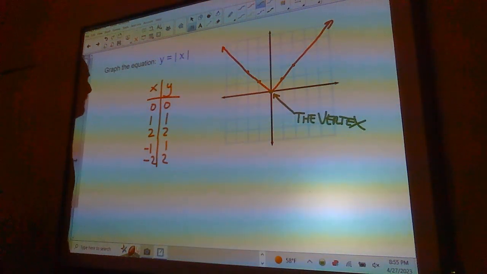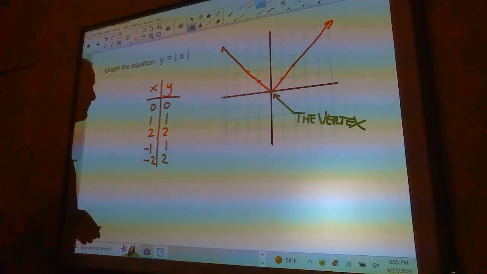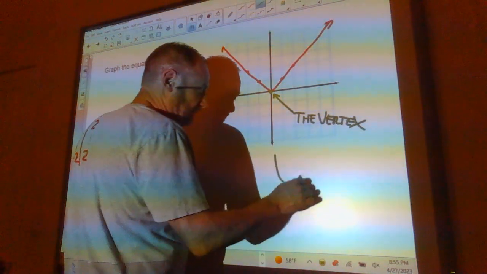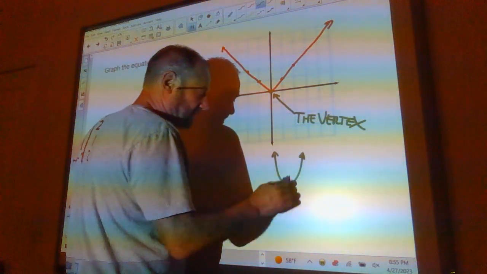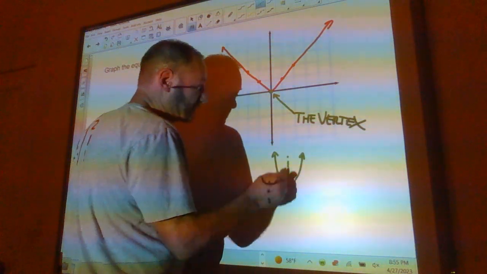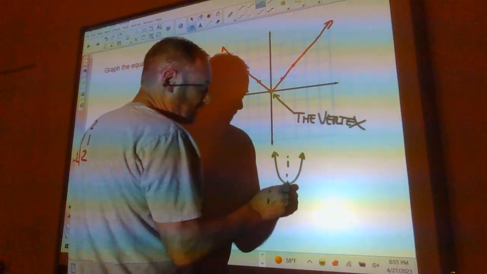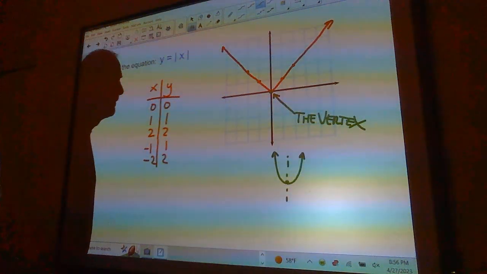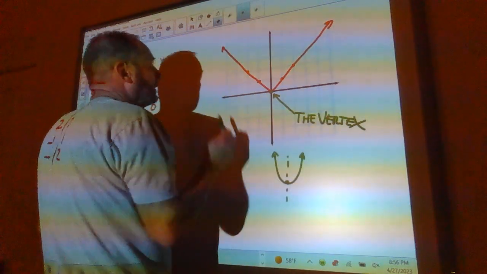Okay? That's the vertex. It's just like when we did quadratics. A quadratic is a U shape instead of a V. It had a line of symmetry. This has the line of symmetry. This has a vertex right here. That has a vertex right there. So it works the same way.